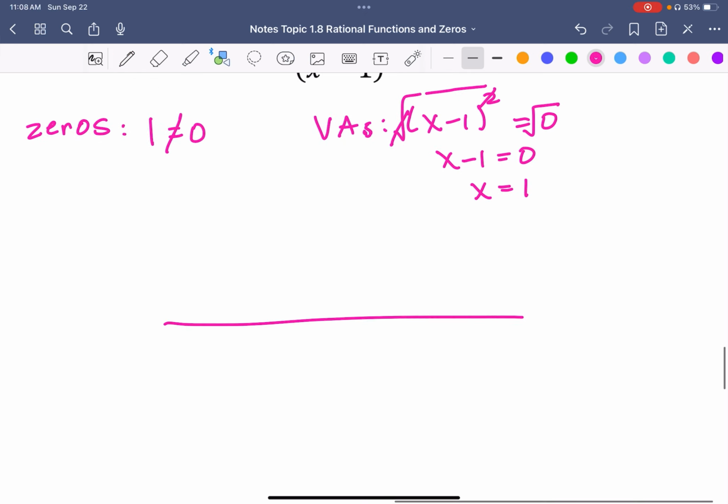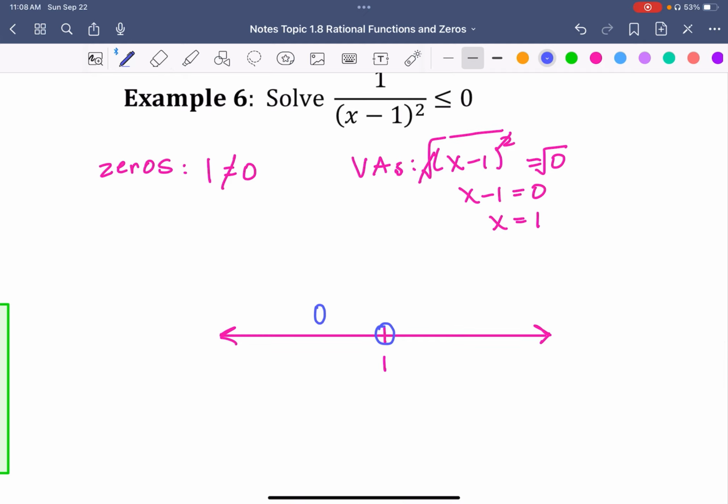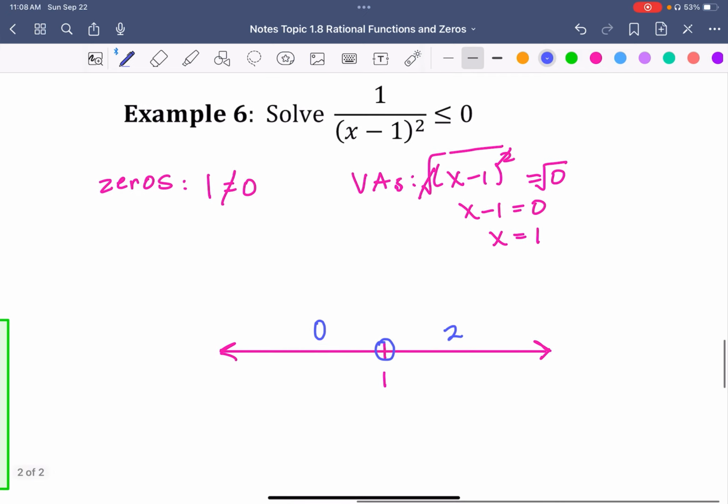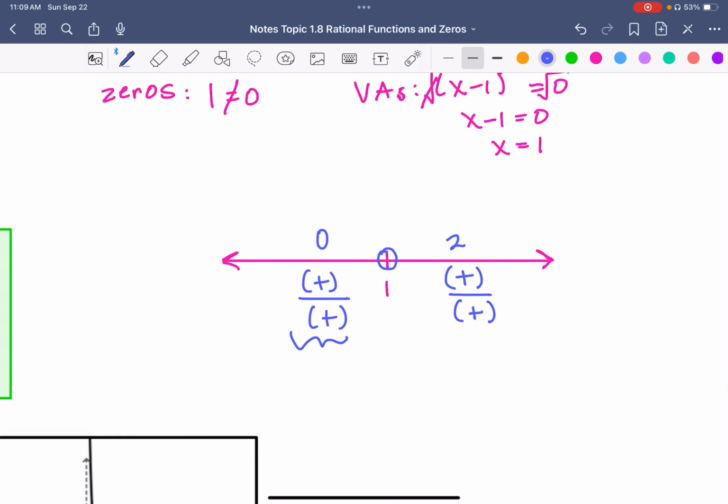Now I'm going to create a number line. I have no zeros. The only value I have is 1. And because it is from the denominator, it is a vertical asymptote. It'll always be open. Okay, I'm going to test 0 and 2. Now that 1 in the numerator, it doesn't change. I cannot plug anything into it. It just will always be a +1. And then any factor that is squared is always positive. For the other side, 1 is always positive, and the factor that's squared is always positive. These do not have any negatives, so both of the intervals are positive.